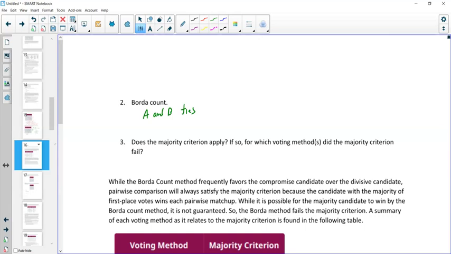Does the majority criterion apply? If so, for which voting method did the majority criterion fail? Yes, it applies because B had a majority in this case. And it failed in Borda count because B is tied with A, whereas in pairwise, B wins.